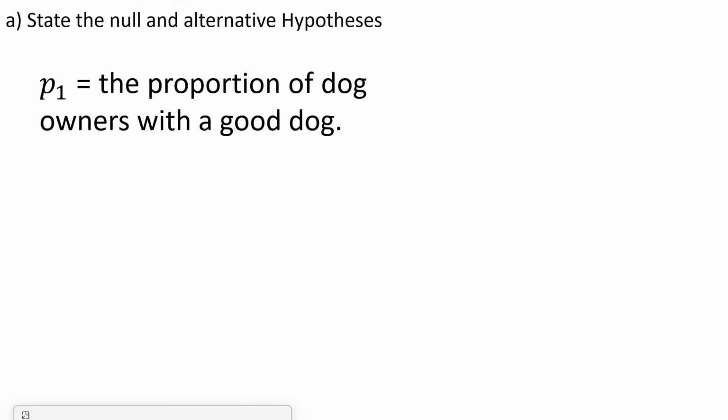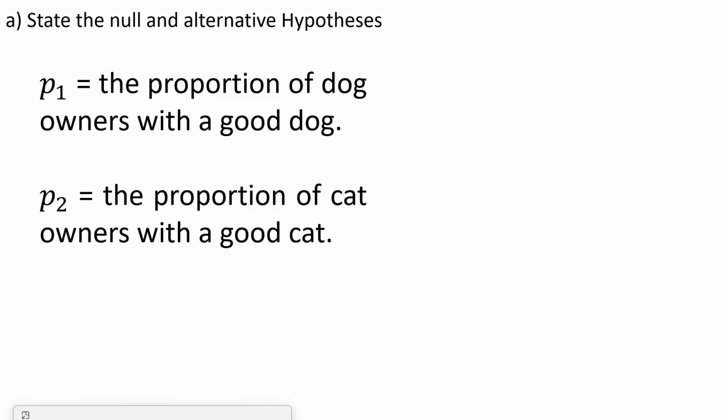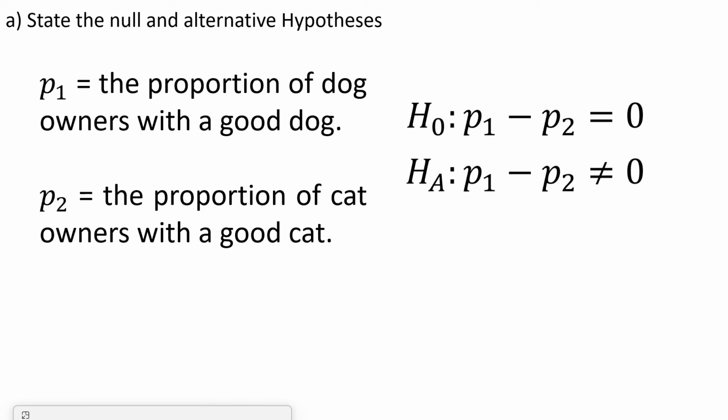So first, the hypotheses. P1 will be the proportion of dog owners with a good dog. P2 will be the proportion of cat owners with a good cat. And the null is that those two proportions are equal to each other. And since we're just looking to see whether they're different, we're going to use the two-tailed alternative hypothesis.